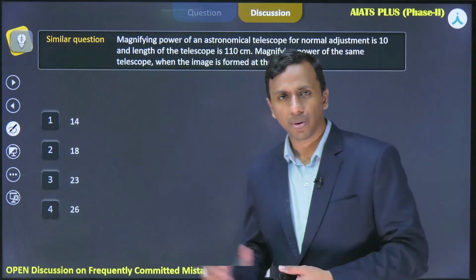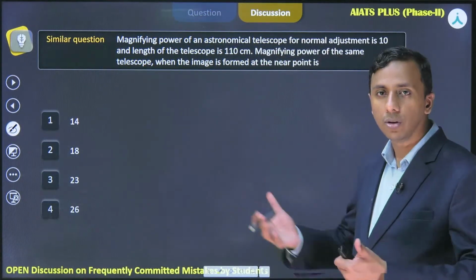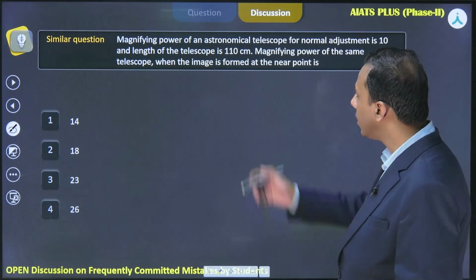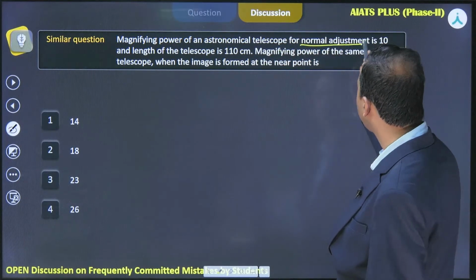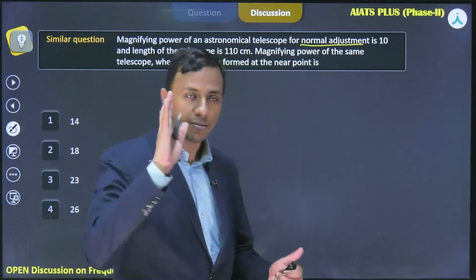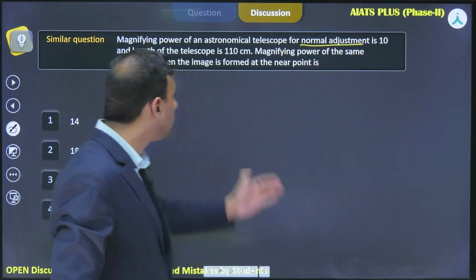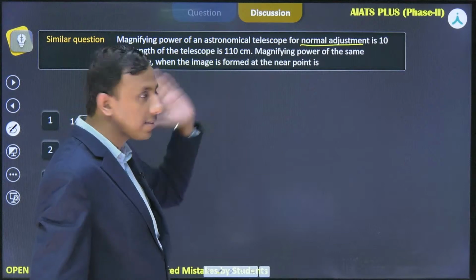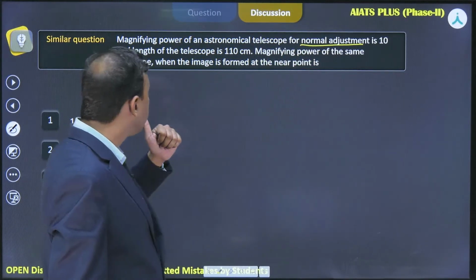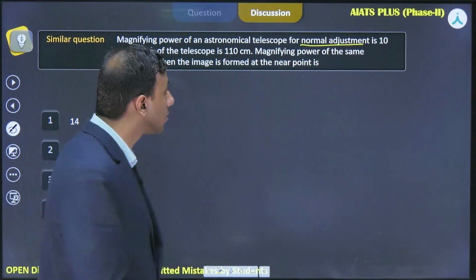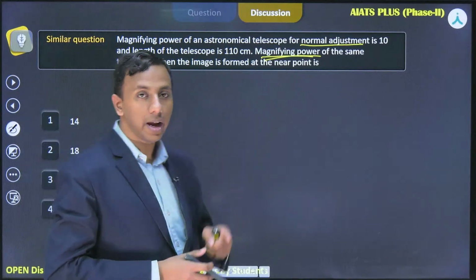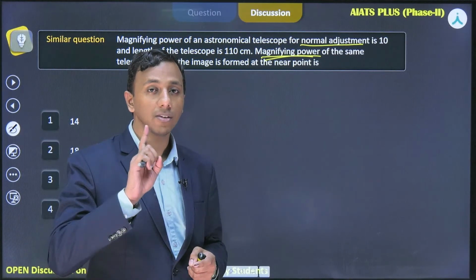And this question, you can take as your homework. You can try on your own, right? In the first case, normal adjustment is given, so magnifying power F naught by Fe is equal to 10. In the second case, length is given, so F naught plus Fe is 110. Now they are asking the new magnifying power when the image is formed at the near point.